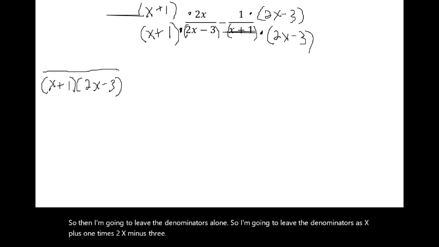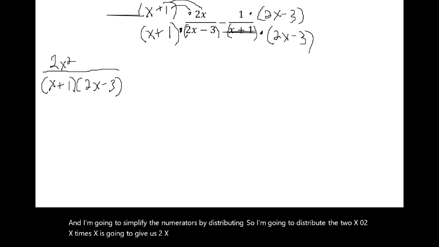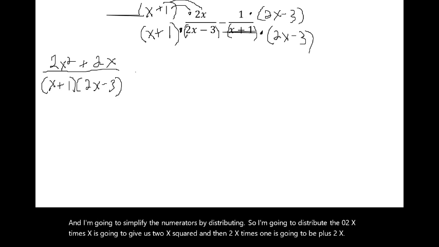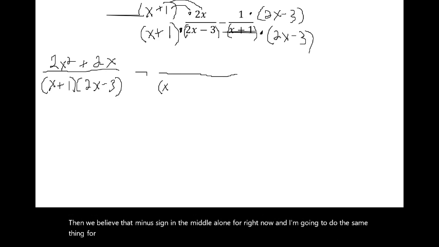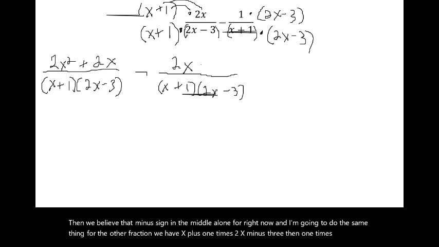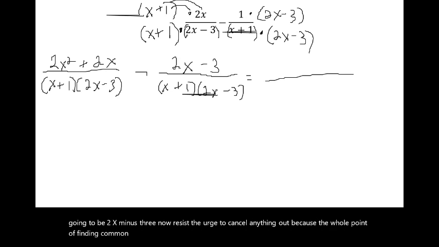And I'm going to simplify the numerators by distributing. So I'm going to distribute the 2x. So 2x times x is going to give us 2x squared. And then 2x times 1 is going to be plus 2x. Then I'm going to leave that minus sign in the middle alone for right now. And I'm going to do the same thing for the other fraction. We have x plus 1 times 2x minus 3. Then 1 times 2x minus 3 is going to be 2x minus 3. Now resist the urge to cancel anything out, because the whole point of finding common denominators is so that we can subtract those numerators.